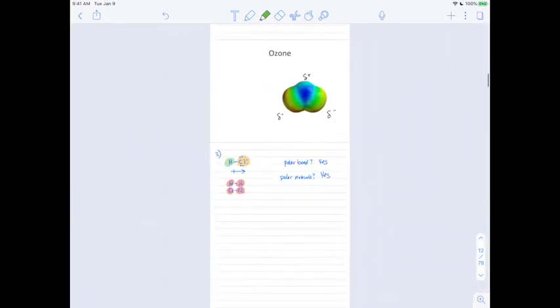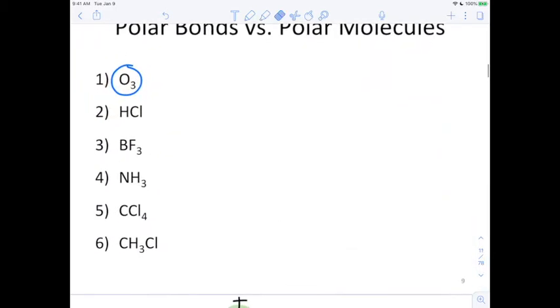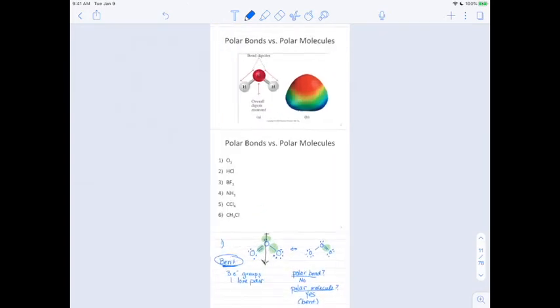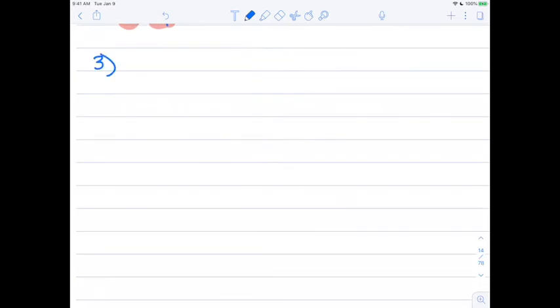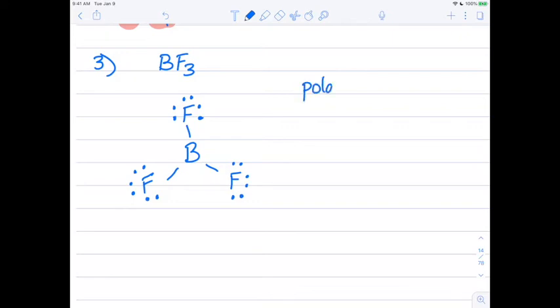Okay. Sorry, I keep scrolling back and forth. All right, so next up is our BF3. All right, so if we were to draw this out, we're going to start with the boron in the center, and we have fluorine all around. And it's going to look something like so, and I know I'm going really fast for a Lewis structure here. That is only because I have done this many, many times. All right, so here we have BF3, and we're looking to see if it has polar bonds and if it's a polar molecule.